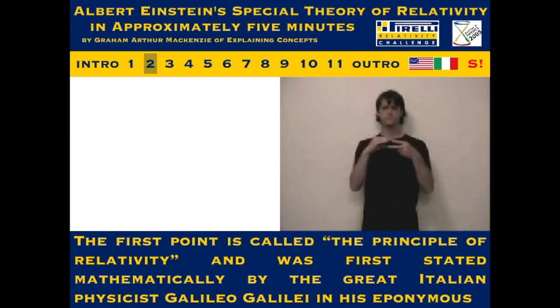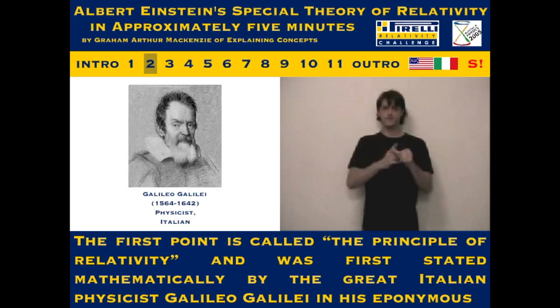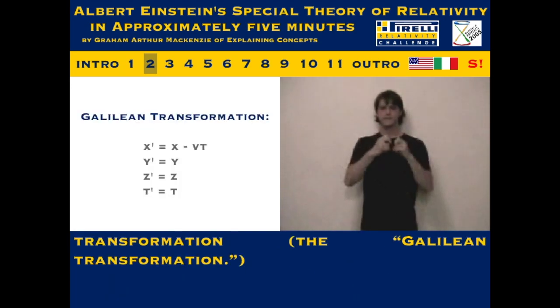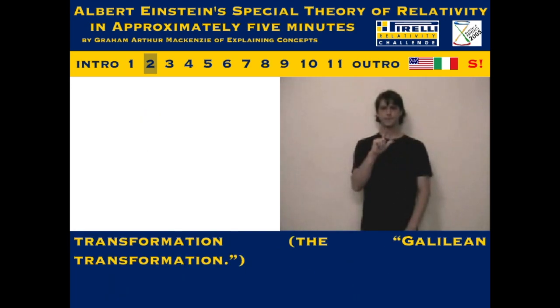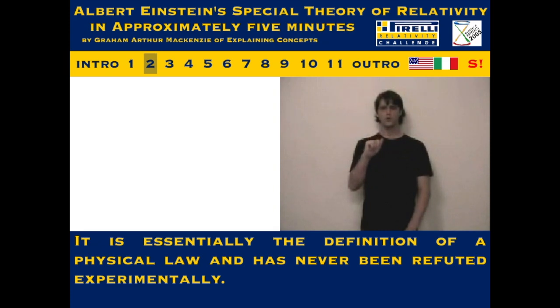The first point is called the principle of relativity, and was first stated mathematically by the great Italian physicist Galileo Galilei in his eponymous transformation, the Galilean Transformation. It is essentially the definition of a physical law, and has never been refuted experimentally.